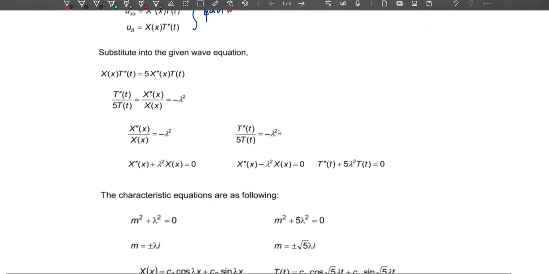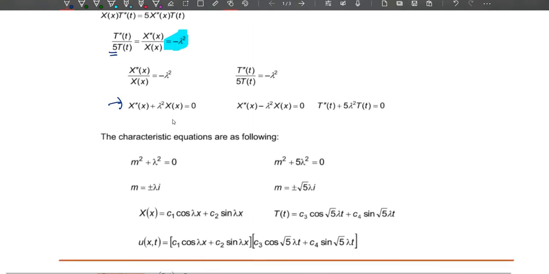Next, separate the variables based on the unknown. So here will be T''(t) over 5T(t). Remember the constant should be with T. Then this is equal to X''(x) over X(x). That means we move this here and that there. And this one is equal to negative lambda squared. It's always going to be negative lambda squared. From here we have X''(x) over X(x) equal to negative lambda squared. Therefore, we have this equation equal to 0.